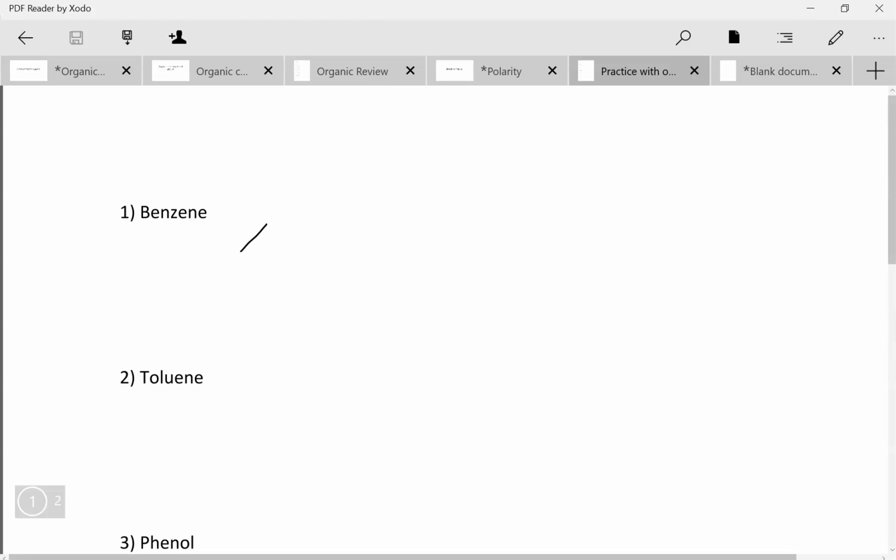So benzene, we know that we can draw the benzene molecule like this. Don't forget to put the double bonds. Those are important for benzene. Otherwise, that's just a cyclohexane.